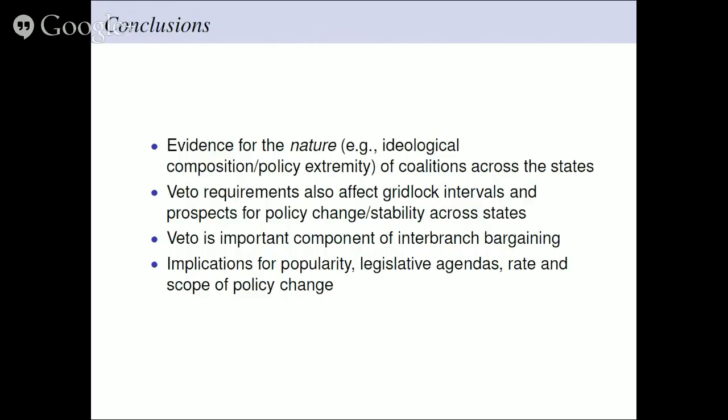As we saw in the formal model, the gridlock interval expands when you have higher override requirements. This has implications for policy stability and the rate of policy change within the state. The other important conclusion is that vetoes and the override requirement are an important component of bargaining, at least of budgetary bargaining. This has implications for gubernatorial popularity, implications for legislative agendas, the rate and scope of policy change.